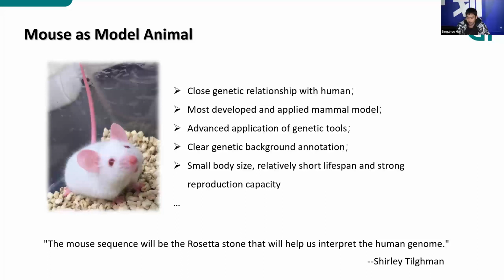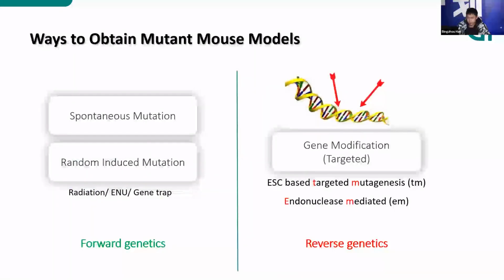And there have also been very good and advanced applications of genetic tools, and other advantages are listed here. So as Professor Shirley Tilghman already told us, the mouse sequence will be the Rosetta Stone that will help us interpret the human genome. So during the development of the last century, we have multiple ways to obtain mutant models in mice.